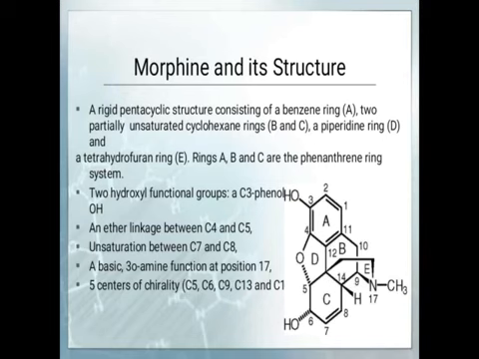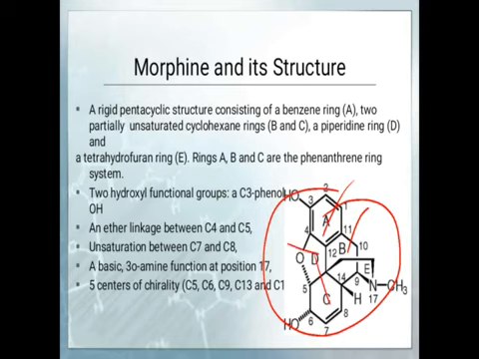So this is the structure of morphine. Just go through it. So morphine and its structure. Morphine is a pentacyclic structure. This is A, B, C, D, and this is E. So a pentameric structure is present. It consists of 5 cycles.